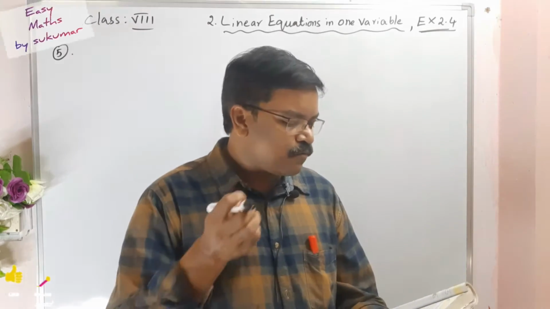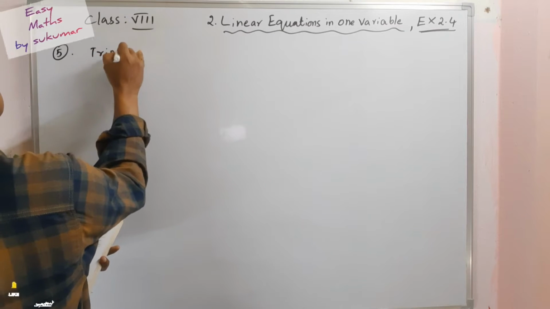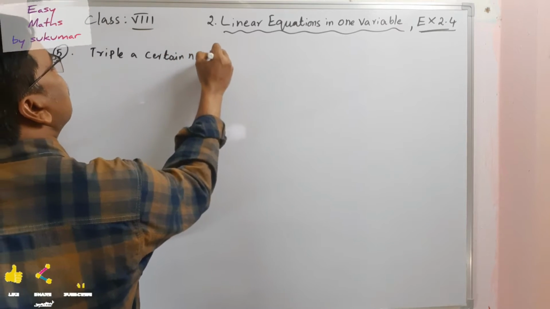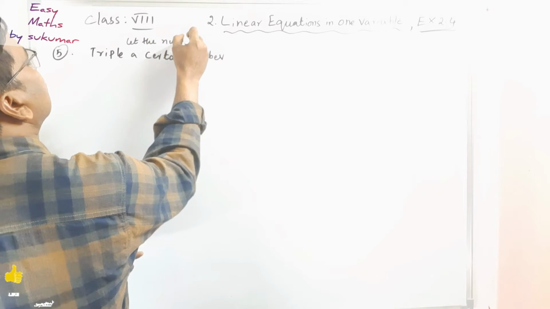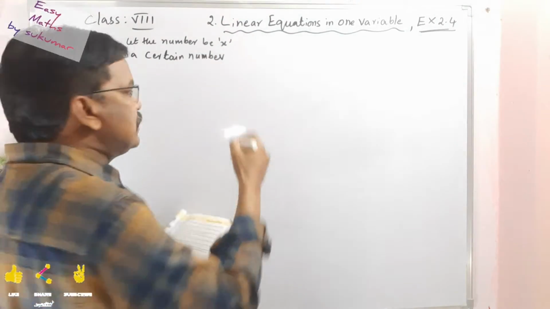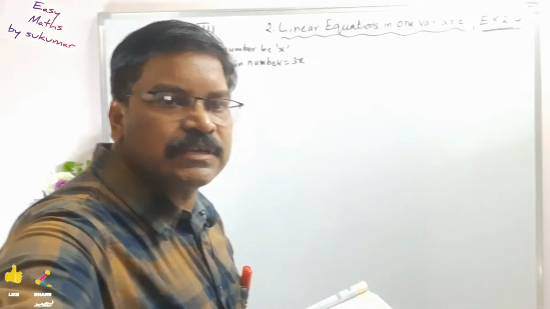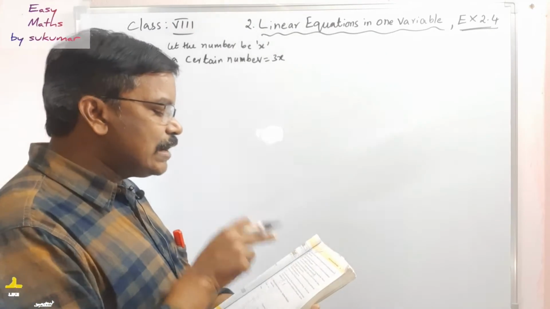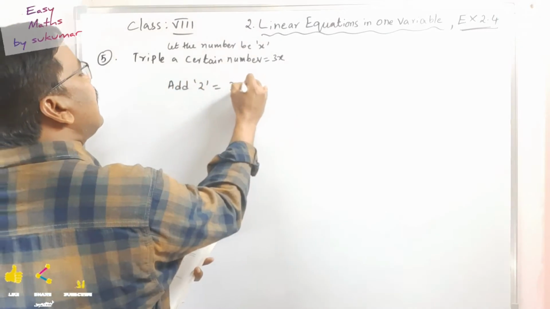Shall I repeat? When I triple a certain number. Before that, we take, let the number be x. Triple a number means 3 times x, that is 3x. Okay, now what did I do here? And add 2. Add 2, that means 3x plus 2.